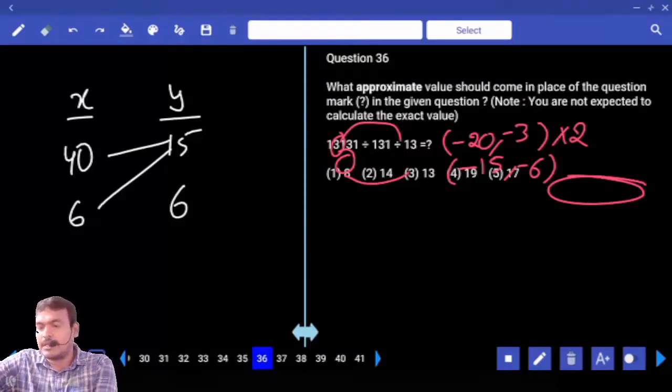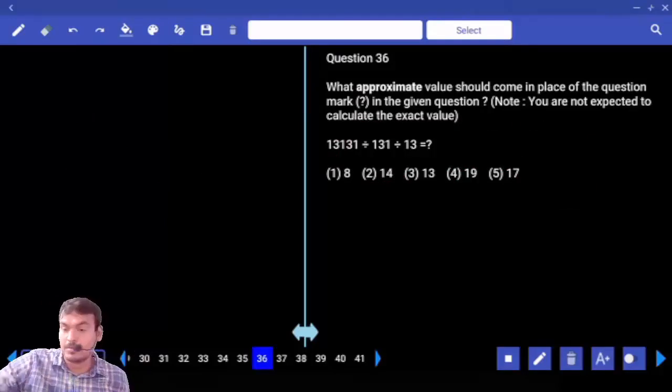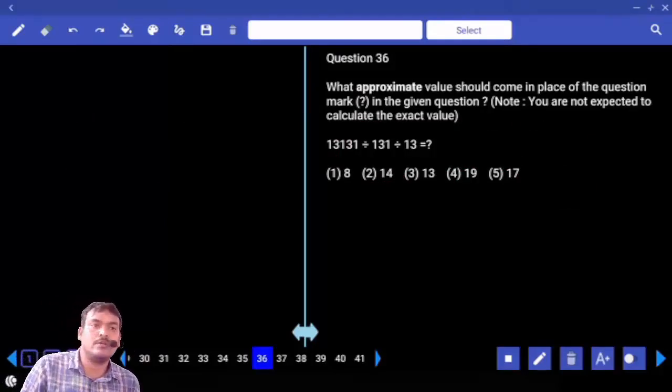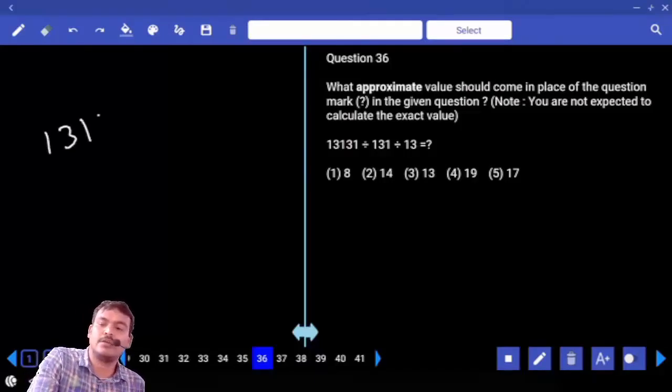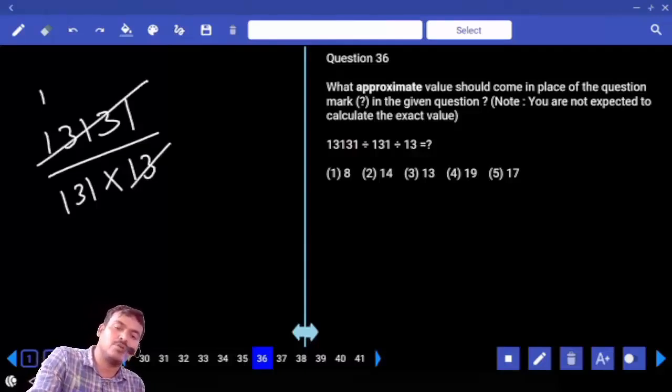Next question number 36. Approximations are exact. Approximations, continuation division or not. In continuation division, the first term is the numerator and the remaining two are denominators. Product or sum? Product. Okay, what is the first value? 131 into 13, or not. Okay, first 13, how many times the numerator?